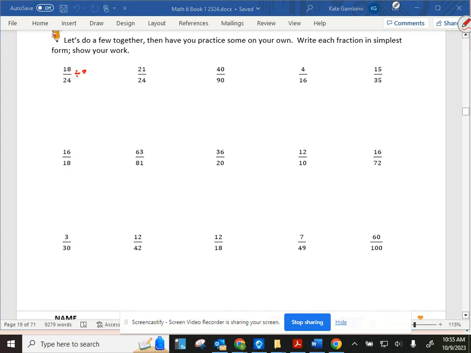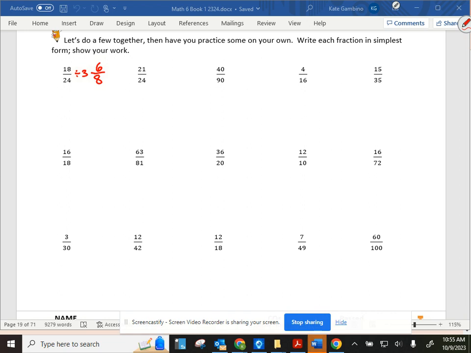Yeah, I could divide by 3. 18 divided by 3 gives me 6. 24 divided by 3 gives me 8. Is that as simple as I can get? No. I can divide more out.